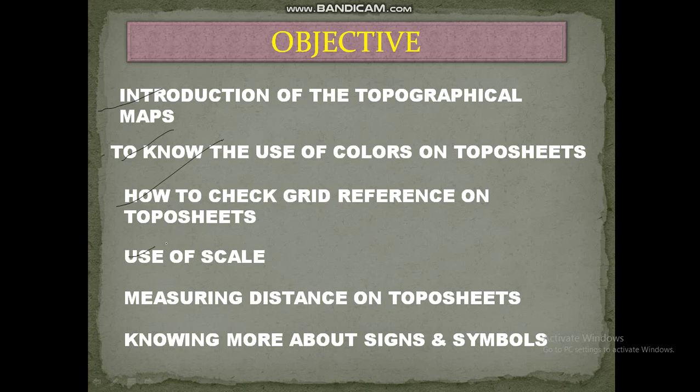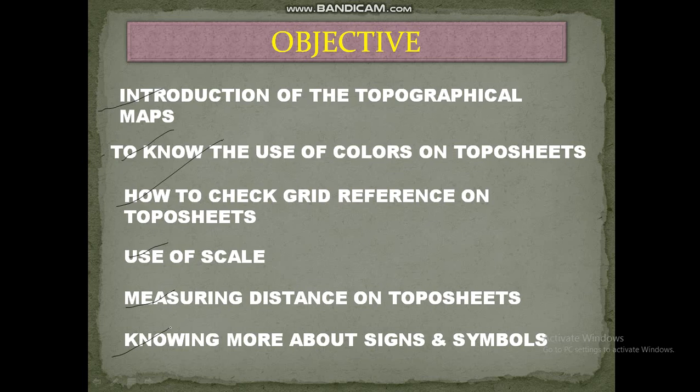Then the use of scale. Every map has a scale. Sometimes we can say that it is a ratio between map distance and ground distance. Then how we can measure distance with the help of scale, that we are also going to know here. Then knowing the symbols, how these symbols look, or what they are going to represent, that also we are going to understand here.